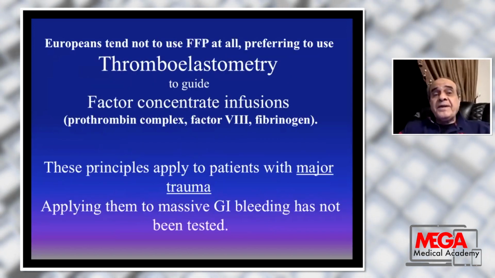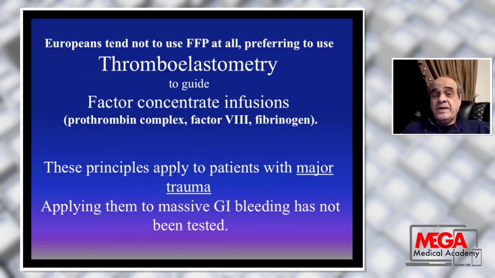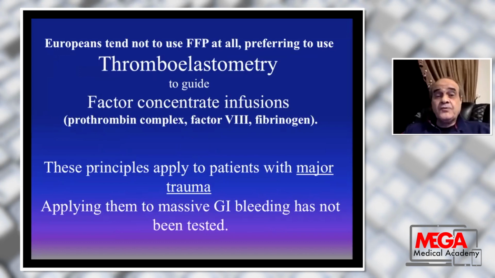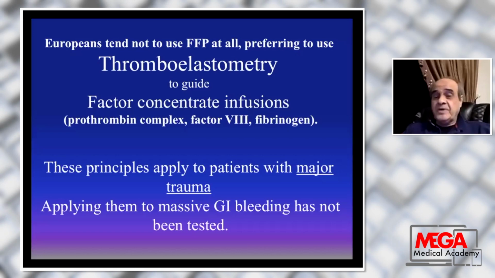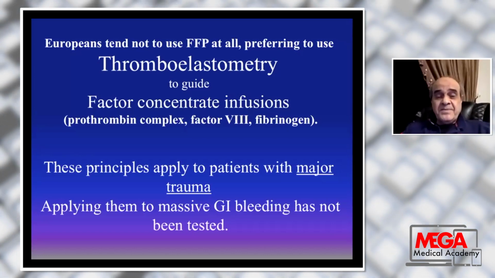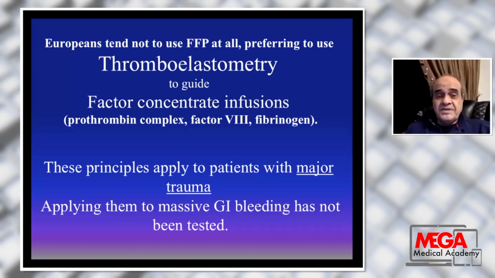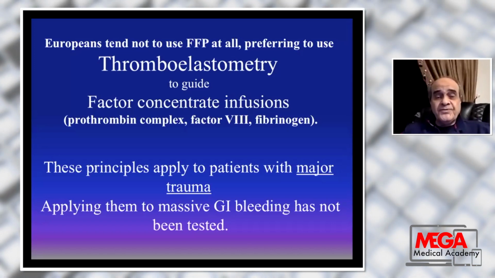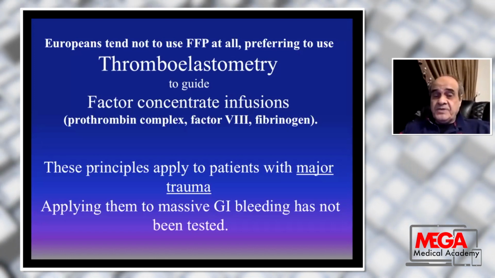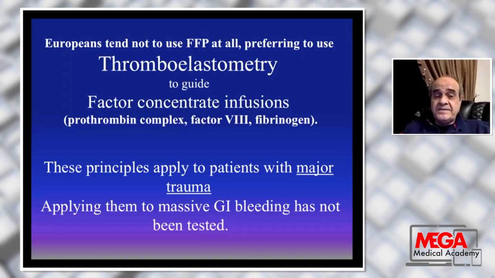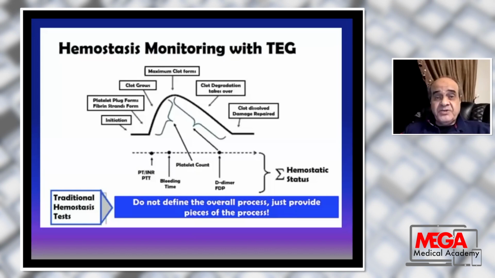Europeans now do not use fresh frozen plasma at all, preferring thromboelastometry to guide factor concentrate infusion, like prothrombin complex, factor 8, and fibrinogen. They depend on the individual factors. For the deficient factors, they give the deficient factor, not fresh frozen plasma as a whole. These principles apply to patients with trauma. Applying them to massive gastrointestinal bleeding may be under investigation and mostly agreed.